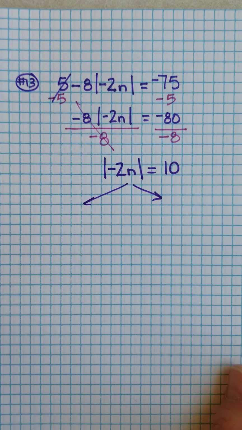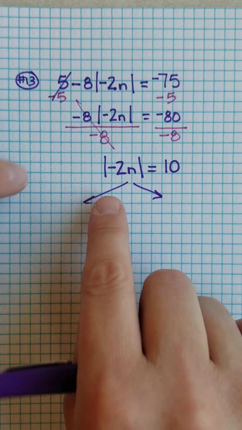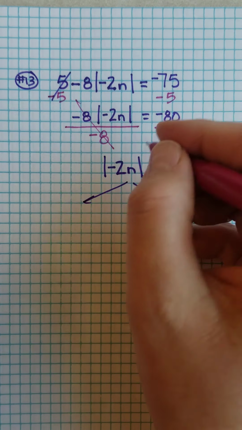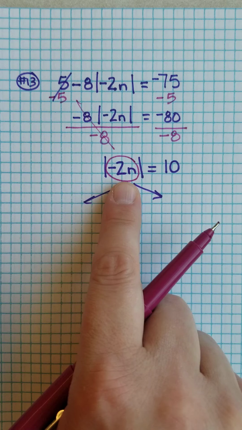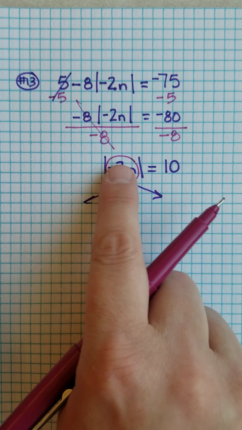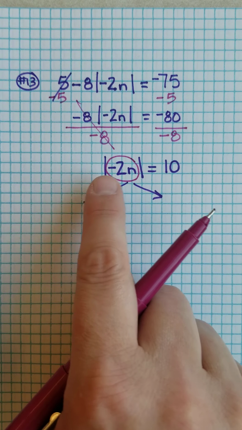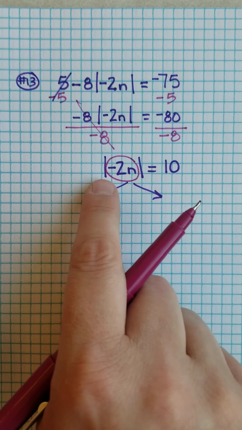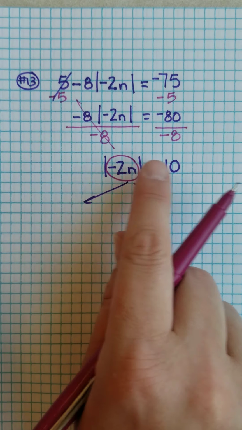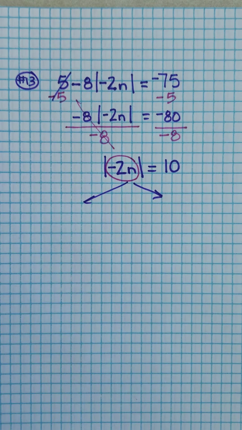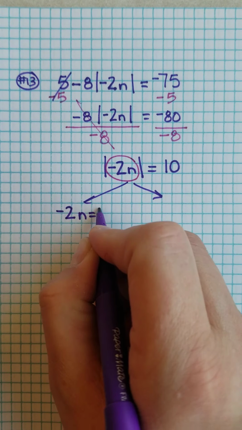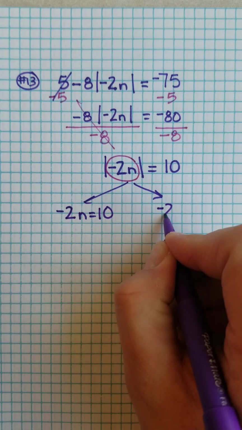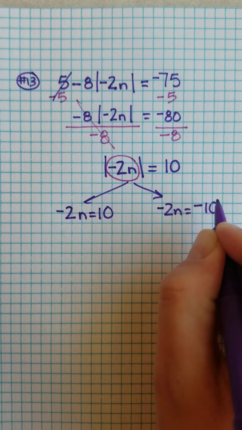Now that the absolute value is isolated, we can think to ourselves that the negative 2n, the expression inside of the absolute value symbol, is either going to be 10 or negative 10, because the absolute value of 10 is 10, and the absolute value of negative 10 is also 10. So let's go ahead and do that. Negative 2n is either equal to 10 or negative 2n is equal to negative 10.